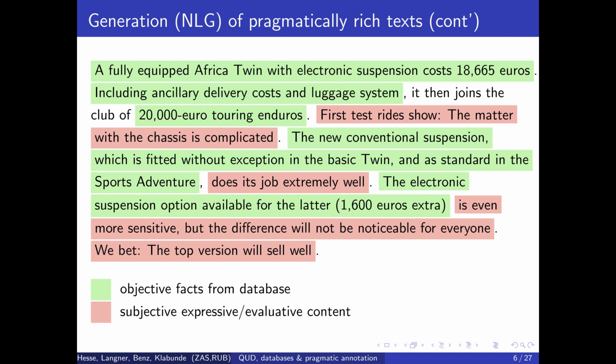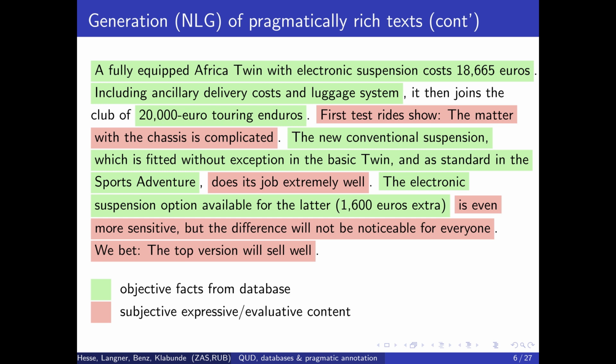Extremely well is an evaluation. What's being said about this suspension? The electronic suspension option available for the latter, €1,600 extra, is even more sensitive, but the difference will not be noticeable for everyone. We bet the top version will sell well.